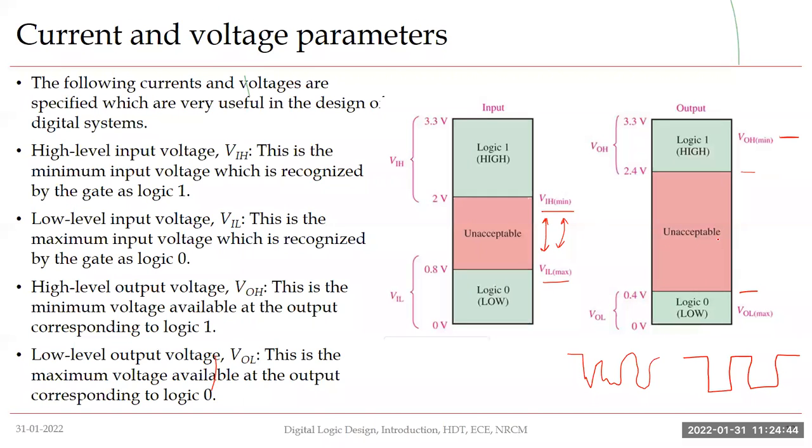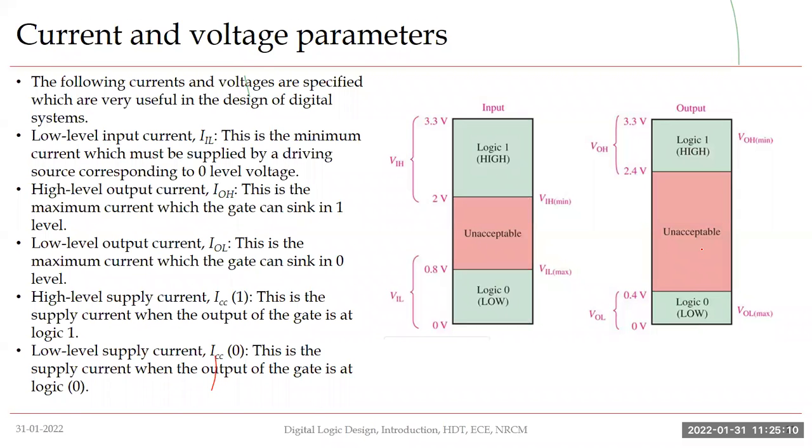That's the logic. That's why the difference between logic 1 and 0 at the input is kept smaller, so that even if the input is not that good, we can still operate the circuit. However, at the output, we want our logic to be very, very crisp. That's why the gap is maintained as very different. Now, these are the voltage parameters.